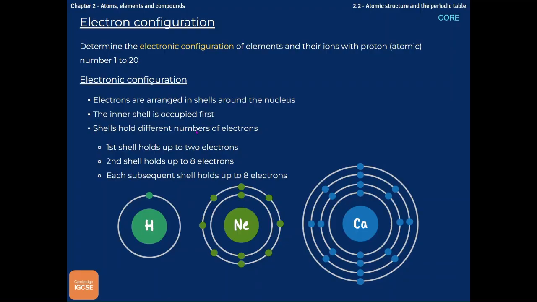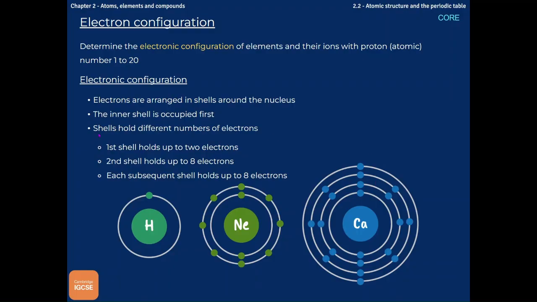Each shell is going to hold different numbers of electrons. The first shell can only hold 2 electrons. So there can only be 2 electrons in this first shell that's relatively close to the nucleus, right? The second shell can hold up to 8 electrons. It doesn't have to hold 8. If you don't have enough electrons to fill it, there obviously won't be 8, but it can hold up to 8 electrons. And each shell after that can hold up to 8.